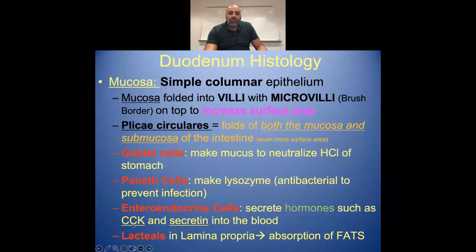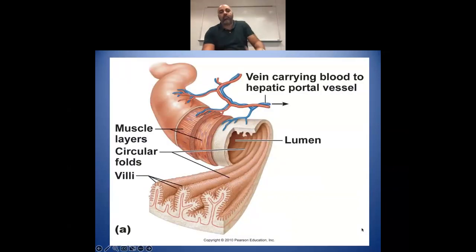Enteroendocrine cells, this is what we talked about, production of CCK, secretin, that's once food is in the duodenum, and then lacteals for fat absorption. Remember, fats, we wrap them with a protein. They go through the lacteals into the lymphatics before entering bloodstream. So here they're showing these are the villi, and then we get these big old folds of the villi. That's plicae circularis.